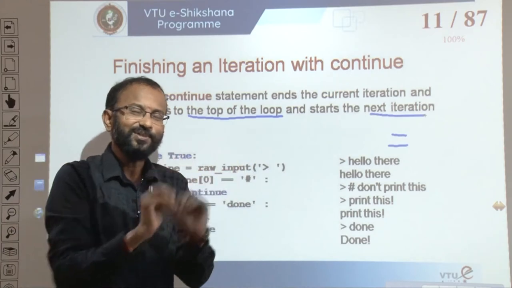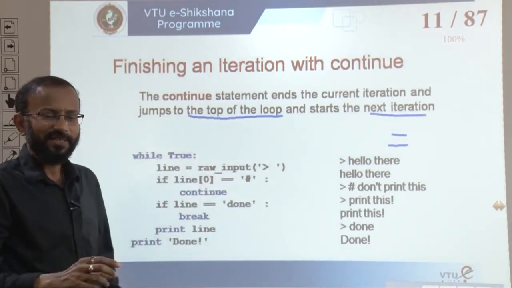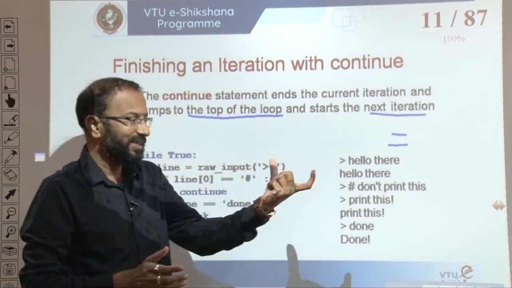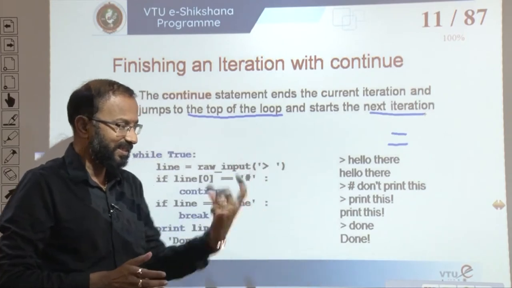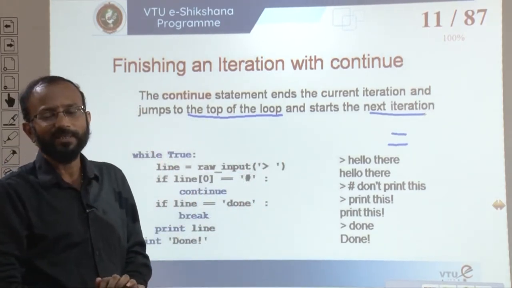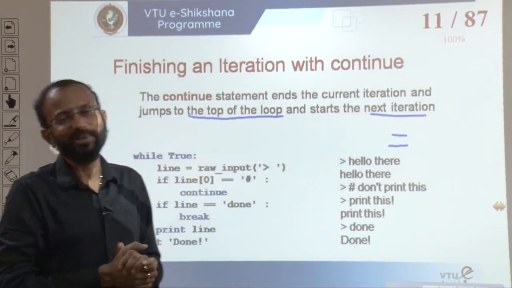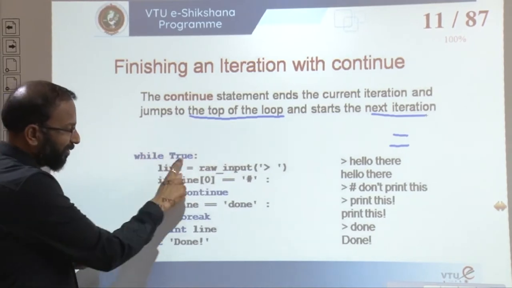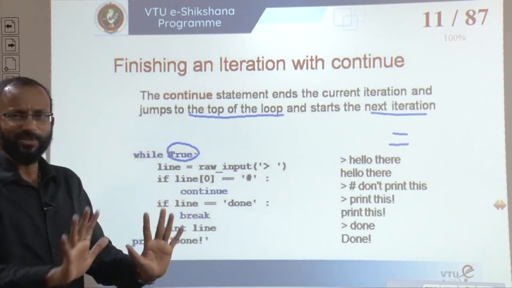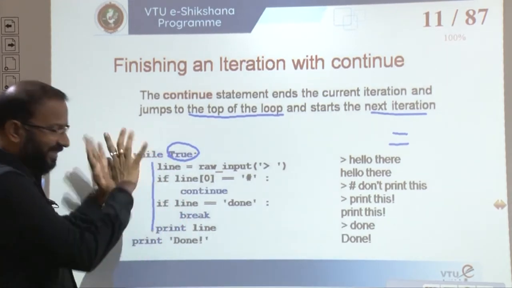Now we will try to understand this with an example. The example I have taken is from the previous session. What was my previous example? I read data and display it, read data and display it, until I encounter a word called done. Now, with the same example, we will slightly modify it and add a continue keyword. So, while True. In that case it becomes an infinite loop, because it's always true. The condition will never become false, so we always execute these statements.